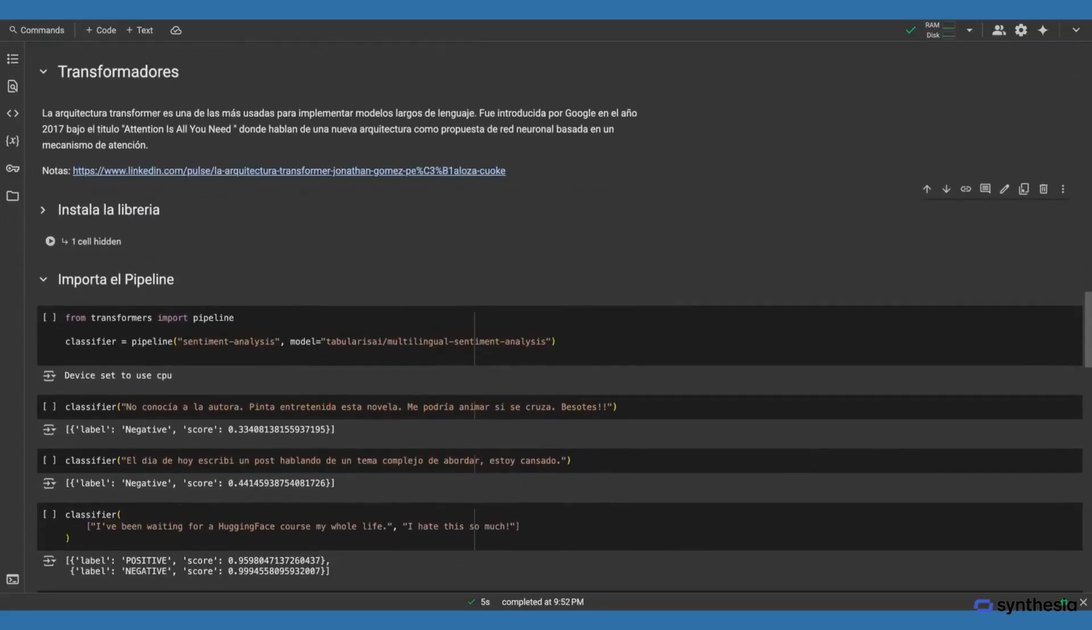Regarding transformers, well, transformers are an architecture. It's known as the transformer architecture, and it was introduced in a paper published by Google in 2017, called Attention Is All You Need, and that's how it can translate.